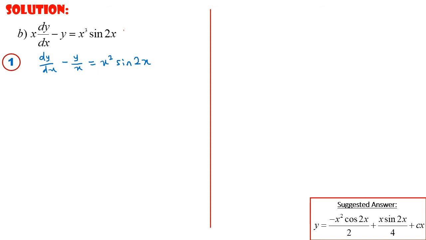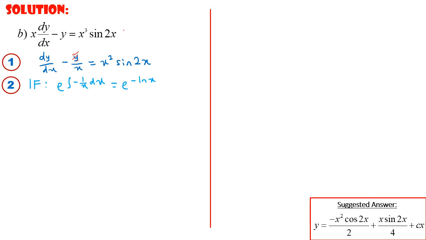So after we write it in the standard form, we know this will be only y, right? So apart from y, the rest will be our P(x). This P(x) we will use in the integrating factor. So in the second step, that is, find the integrating factor, we will integrate negative 1 over x. Okay, so we integrate negative 1 over x. The integral of 1 over x will get ln, so we'll get negative ln x.